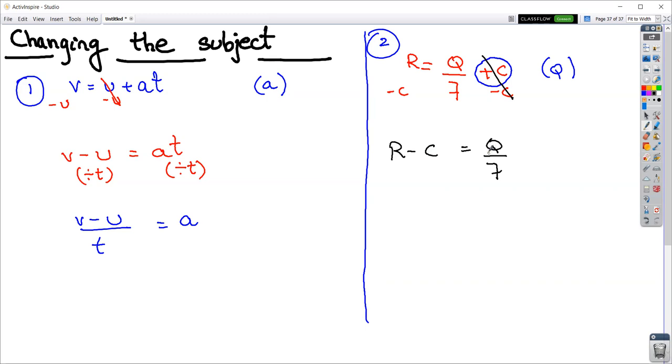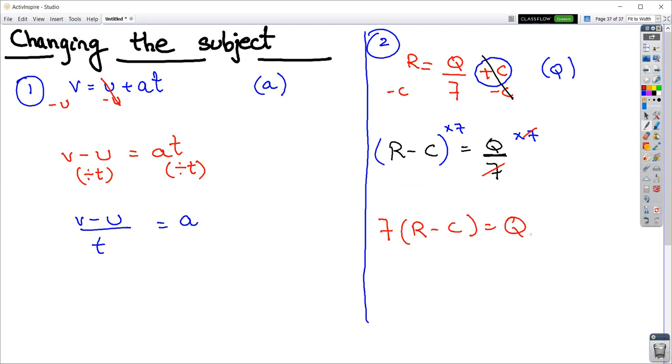Now we have this Q divided by 7. So the inverse of the divide is the multiply. So we're going to do times by 7 on both the sides. When I say times by 7, I'm going to do it with both the terms here, so times by 7 here and times by 7 on the other side as well. So it would be written in a bracket form, 7 times R minus C equals Q, because the top 7 and the bottom 7 would simplify, and you'll have just Q on its own.